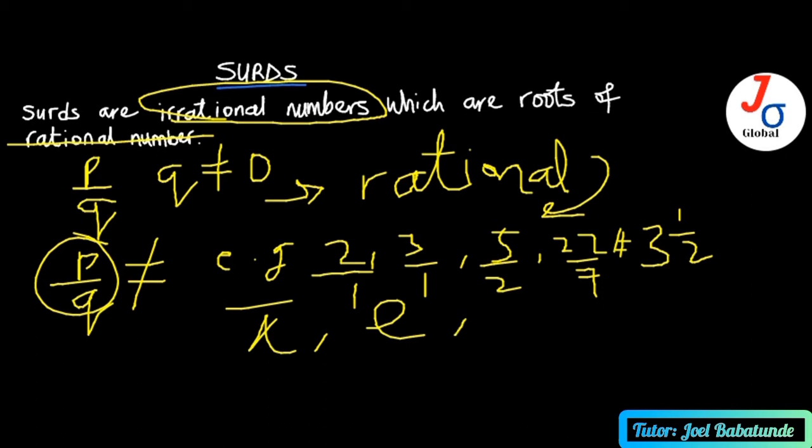I said earlier that root 2 is also an irrational number, because if you type it into your calculator, you can't convert that to a fraction. Root 7, you can't convert that to a fraction, and so on and so forth.